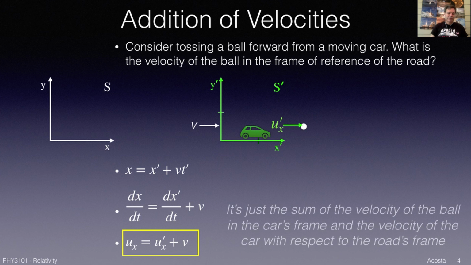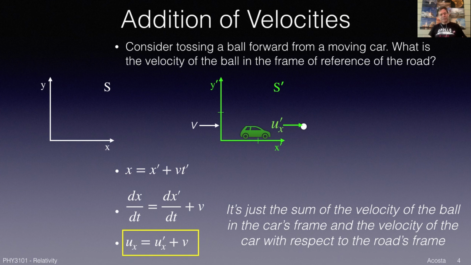It's quite simple. It just says, if I want the velocity of the ball thrown forward in frame S, say the frame of the road, it's just the sum of the velocity with respect to the car in the car's frame plus the velocity of the car frame relative to the other frame, right? ux prime plus v. Quite simple. The trouble is going to come when we let these speeds start to approach that of the speed of light. Okay, so that's all I wanted to say about the Galilean transformation.